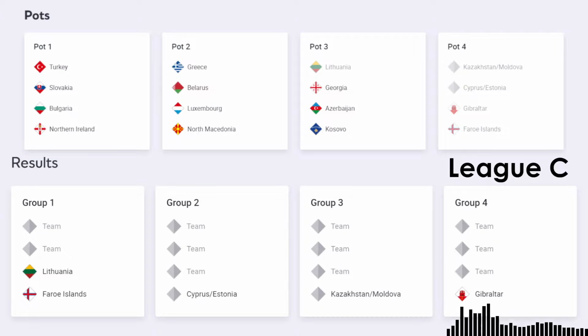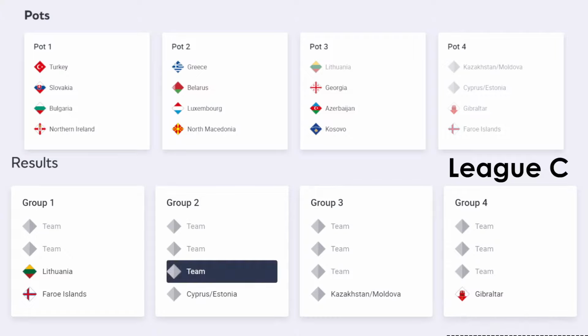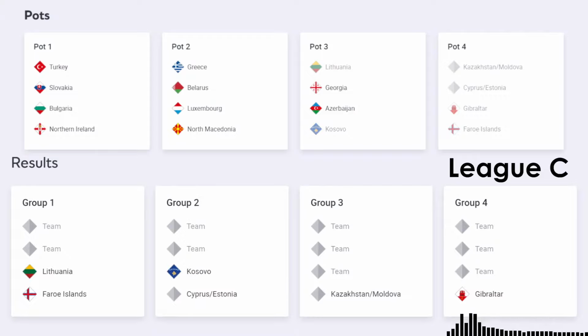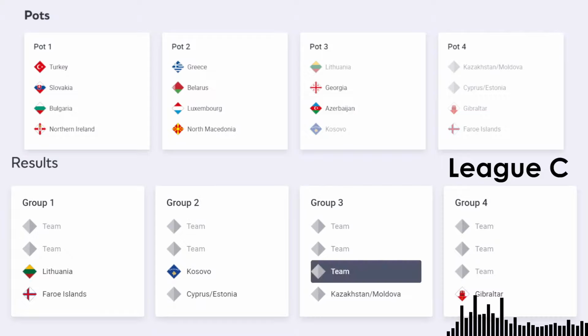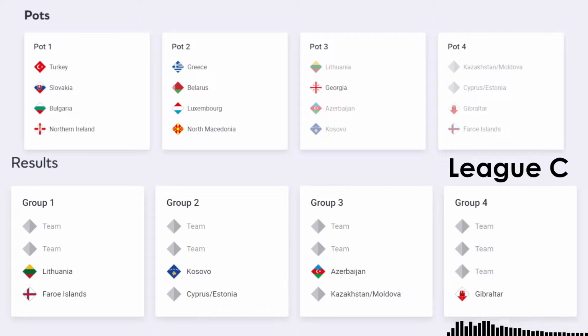Kosovo, Cyprus or Estonia. These are the teams selected. Azerbaijan to Group 3. Azerbaijan and Kazakhstan or Moldova are in Group 3. Kazakhstan to Group 3. Georgia to Group 4. Gibraltar and Georgia on C4.